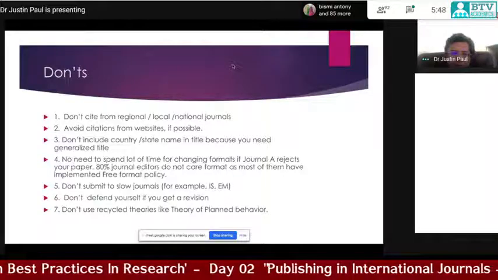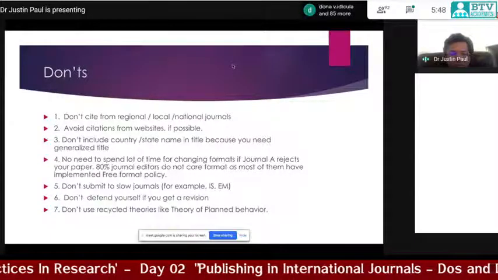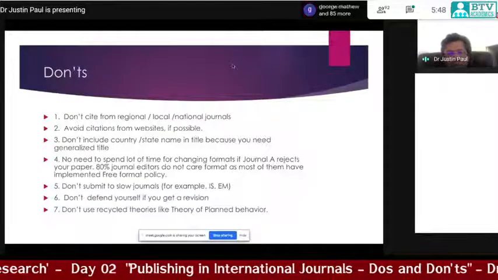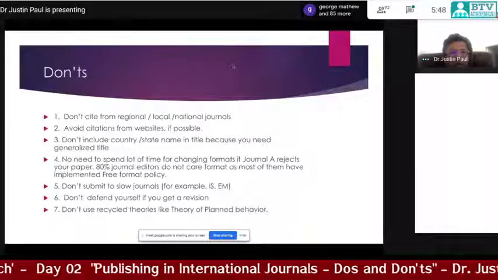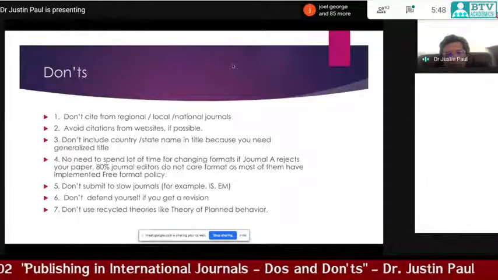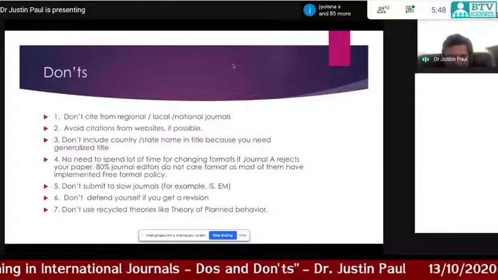Number 2, avoid citations from websites if possible. 1 or 2 websites are okay, but not more than 1 or 2 websites. Websites are not considered as reliable or authentic. Number 3, don't include country or state name in the title because you need a generalized title. Focus on your subject in your title rather than country or state.